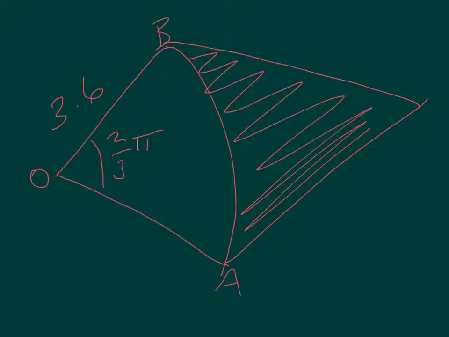Okay, this problem says in the diagram AB and AC, sorry, I missed C, are tangents to the circle, centre O, with a radius of 3.6 centimeters. Calculate the area of the shaded region, this bit, given that this angle is 2/3 pi.